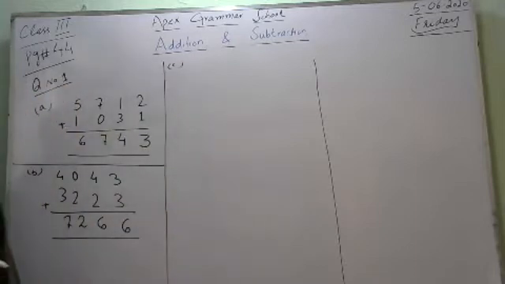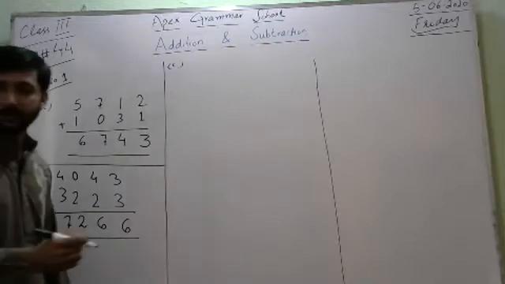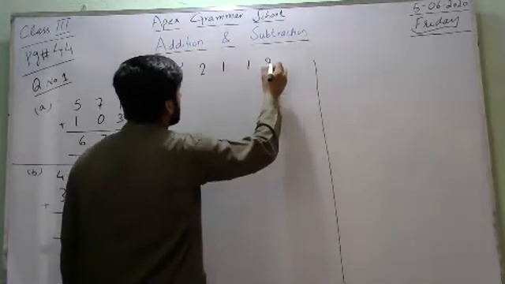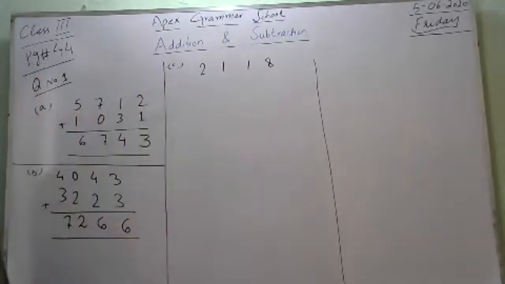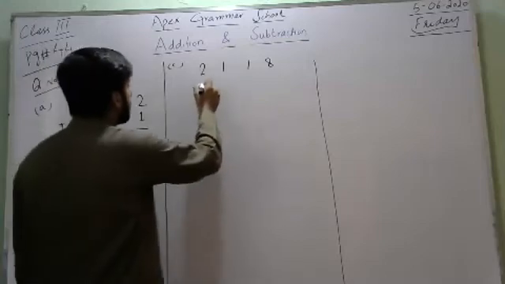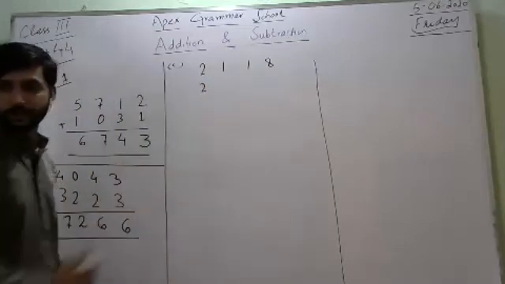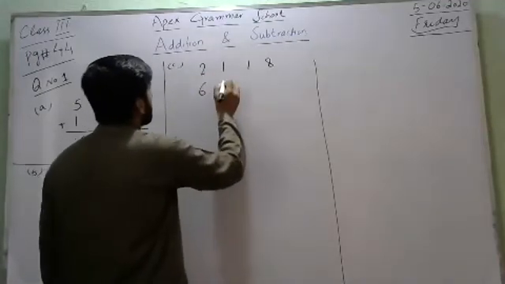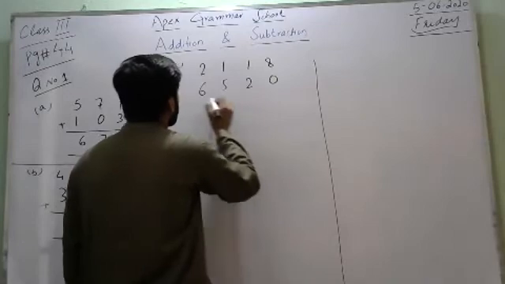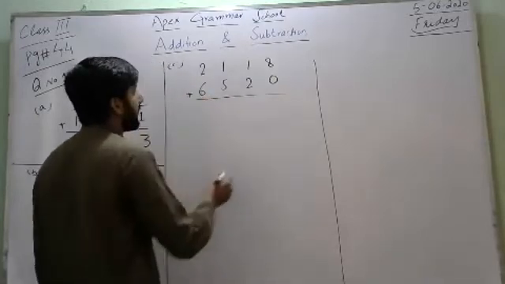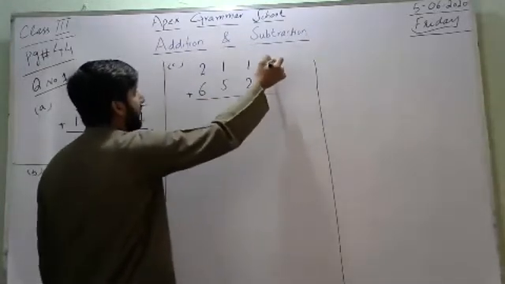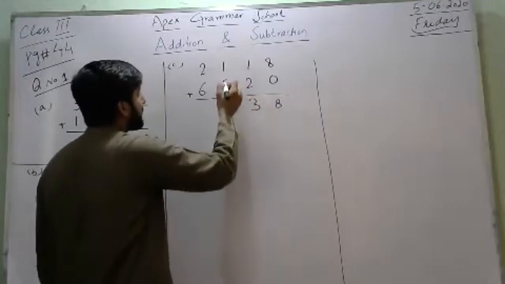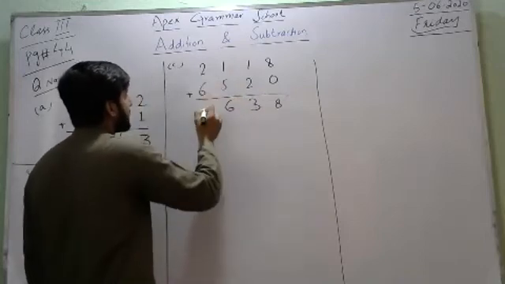C part of question number 1, page 44 is 2, 1, 1, 8. And the next number is 6, 5, 2, 0. Once again addition. Similarly, from extreme right side, 8 plus 0, this is 8, 1 plus 2, 3, 1 plus 5, 6, and 2 plus 6, 8.